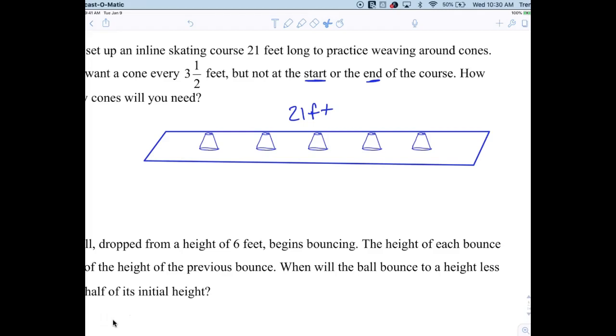How would you do it on my calculator? How would you figure out how?